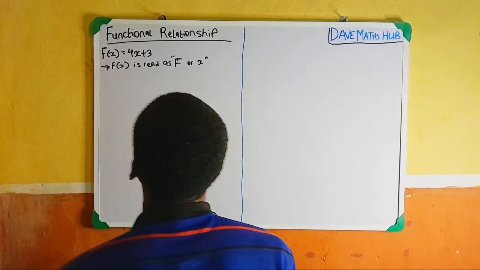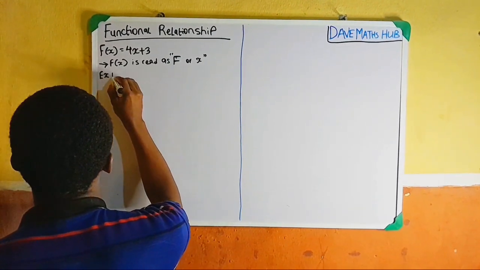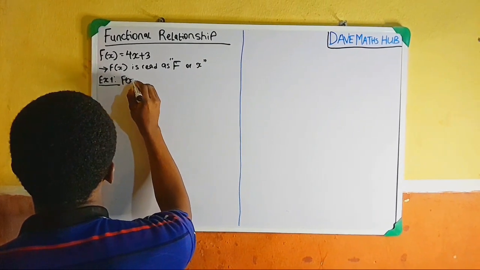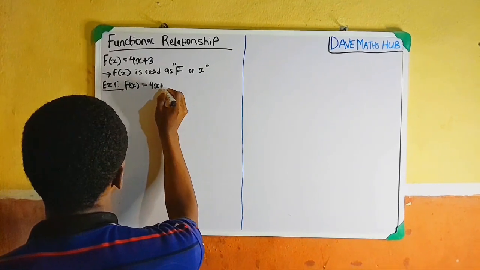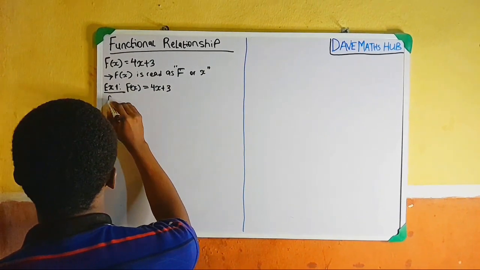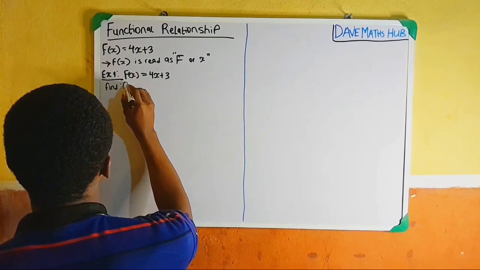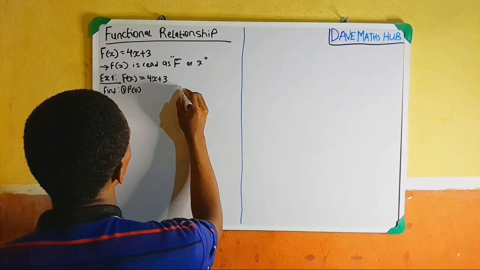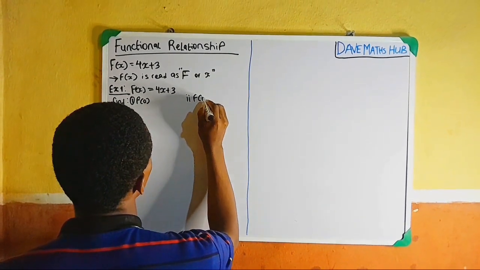So let's look at some examples. Example 1: we have f of x equals 4x plus 3. Find number 1, f of 0. Number 2, f of 14.